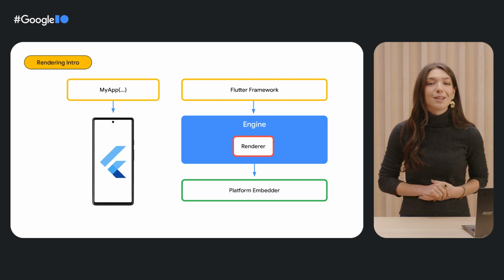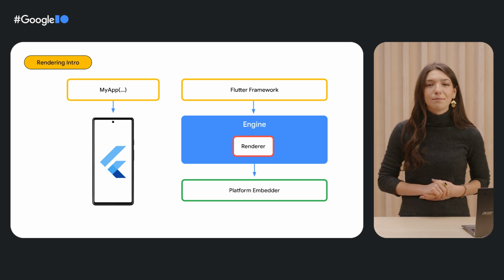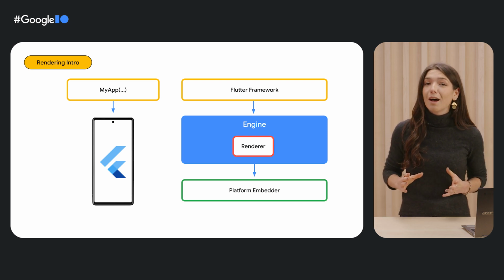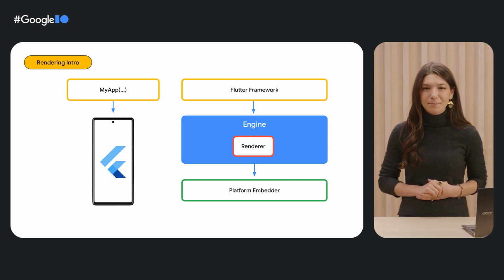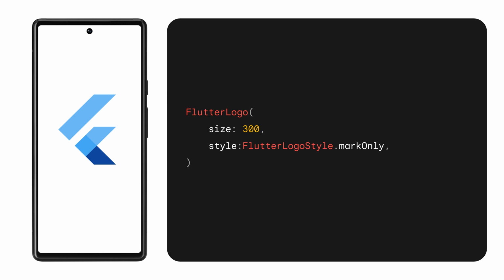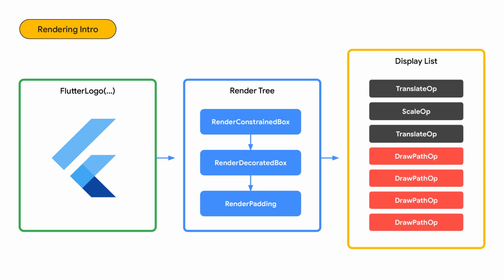Now, for everyone who's watching who's not a graphics engineer, you might be wondering, what's a renderer? Well, a renderer is software that helps you translate your UI code into the pixels that you actually see on the screen. So, say you have a simple Flutter app like the one that I'm showing here. In the Flutter framework, your tree of widgets is backed by a tree of render objects. Render objects contain the instructions for how to actually lay out and paint the widgets. These instructions are given to the engine and stored in an ordered list of simple commands called a display list.